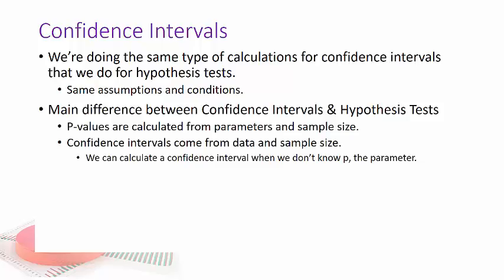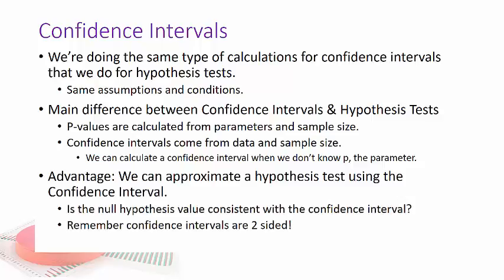The main difference is that p-values are calculated from parameters and sample size, and those are used for hypothesis tests. Confidence intervals come from data and sample size. We don't know the parameter. That's the whole point of developing a confidence interval. We can calculate the interval when we don't know p, so that's actually a bit of an advantage, all right? And we can actually use confidence intervals to approximate a hypothesis test. So if our value is in the confidence interval, we would fail to reject, say it's not that unusual. If it's outside of it, we would probably reject.